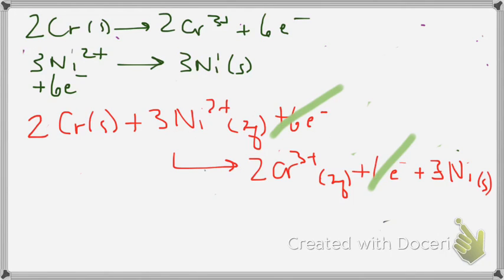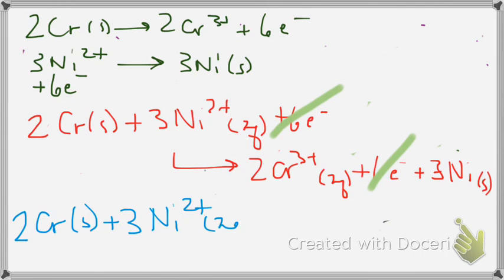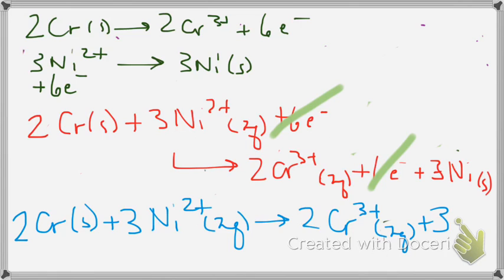And let's write our final balanced equation. This is 2 chromium solid plus 3 nickel cation in the aqueous state is going to make 2 chromiums in the aqueous state plus 3 nickels in the solid state.